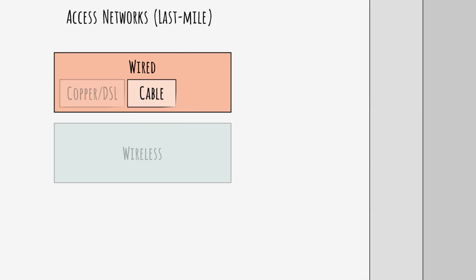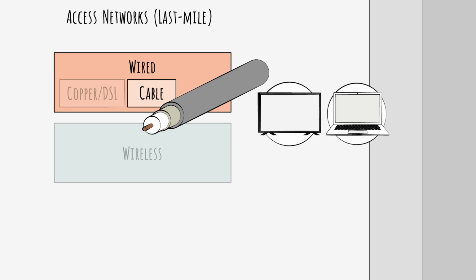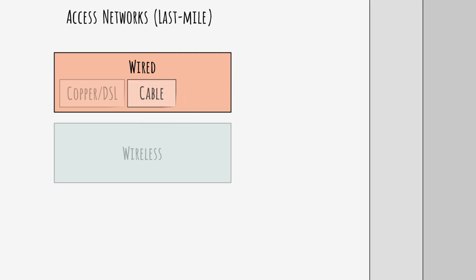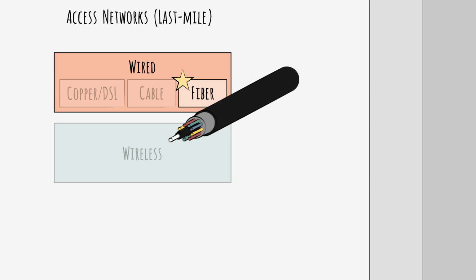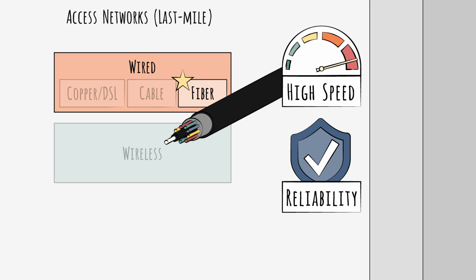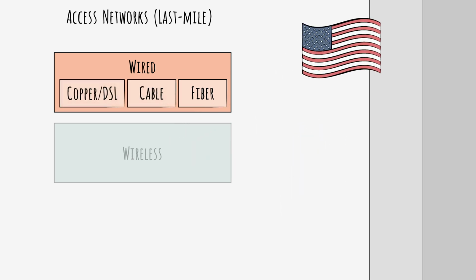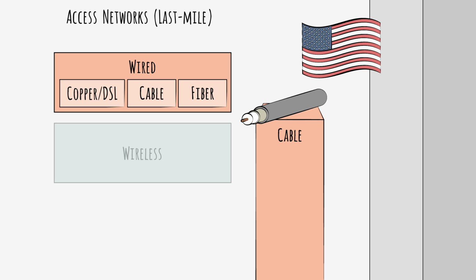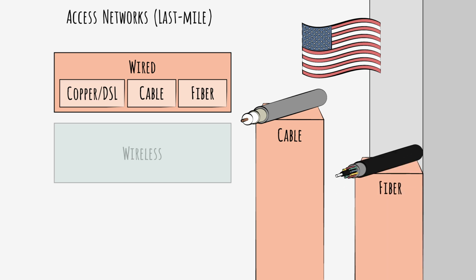Then came cable, coaxial wires initially laid for television and later used for the internet as well. Today, the most advanced option is fiber, optical lines that transmit data as pulses of light. Fiber offers higher speeds and reliability, making it ideal for modern, high-bandwidth use cases. In the US, cable remains the leading source of internet, but fiber is steadily catching up.